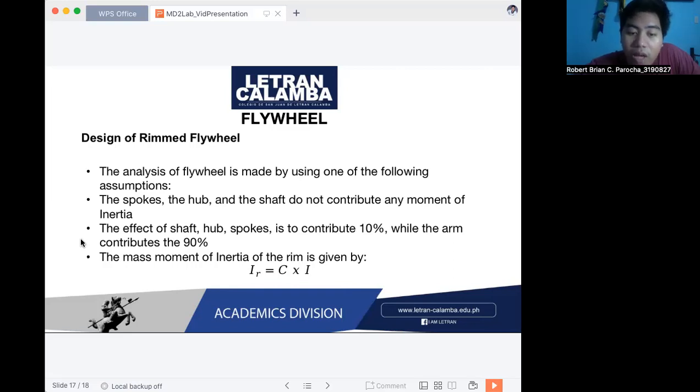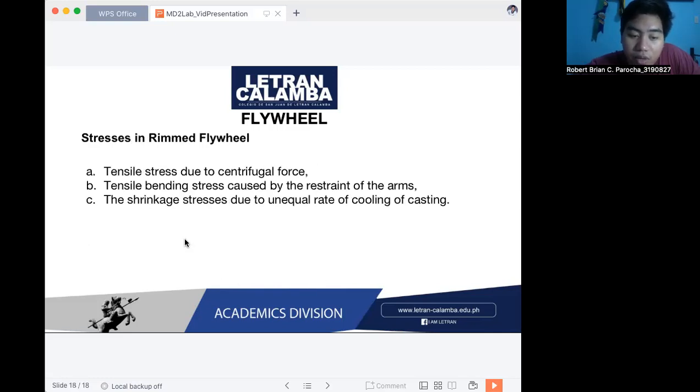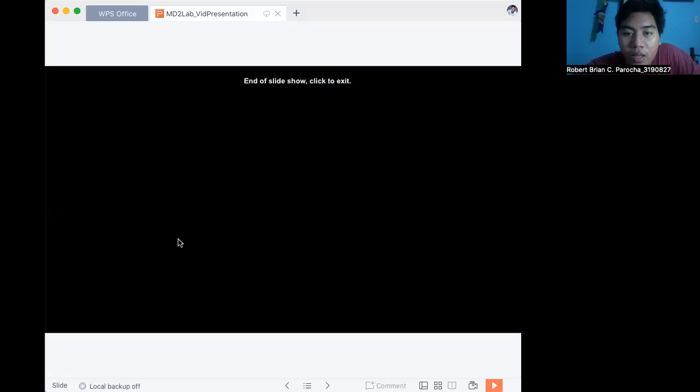Therefore, we have the inertia of the rim equal to the coefficient of fluctuation times the inertia. And lastly, the stresses of the rimmed flywheel are the following: the tensile stress due to centrifugal force, the tensile bending stress caused by the restraint of the arms, and the shrinkage stresses due to the unequal rate of cooling of casting. That will be all.